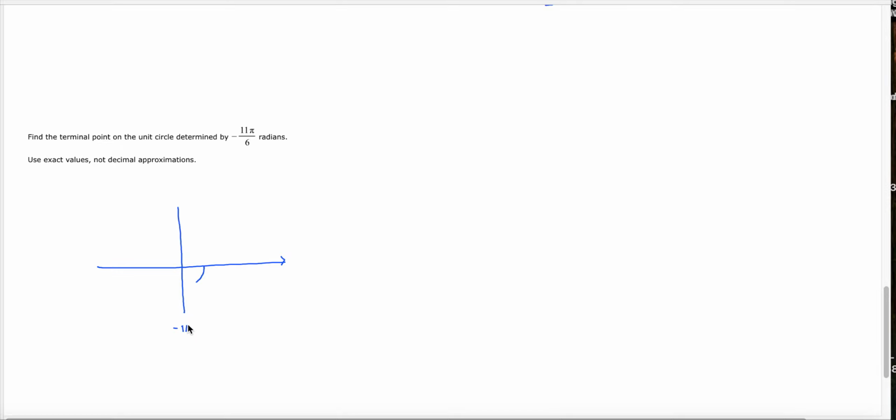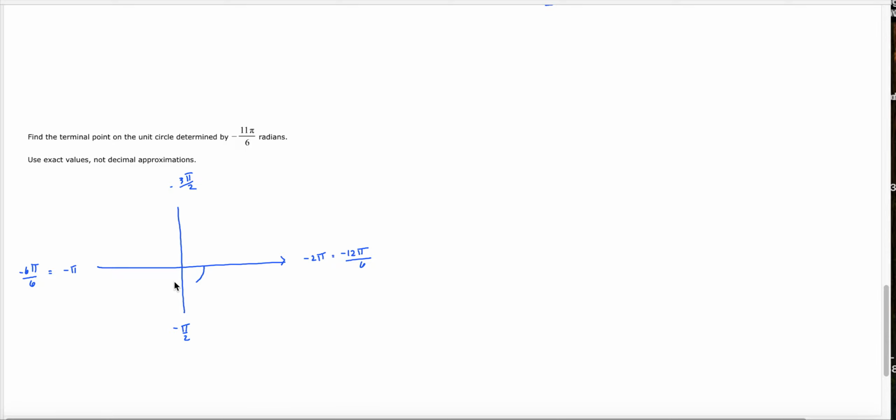So let's think about this. This would be negative pi over 2. This is negative pi. So this would be negative 3 pi over 2. And then again, this would be the negative 2 pi. I want to think about all of these with a denominator of 6, since that's what we're looking at. So instead of thinking of this as negative pi, I'm going to think of it as negative 6 pi over 6, because 6 over 6 is 1. And instead of negative 2 pi, again, if I multiply by 6 over 6, this is negative 12 pi over 6, because 12 over 6 equals 2.